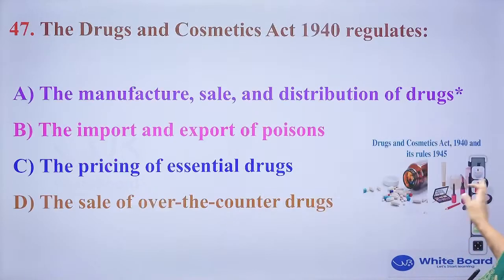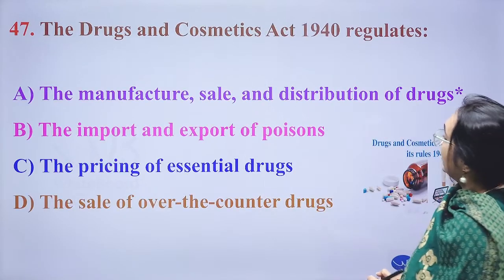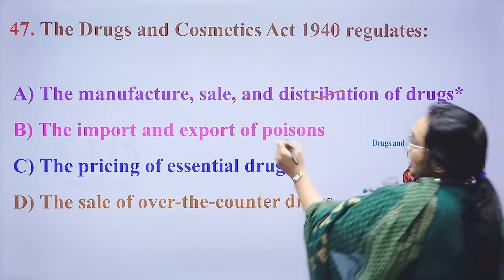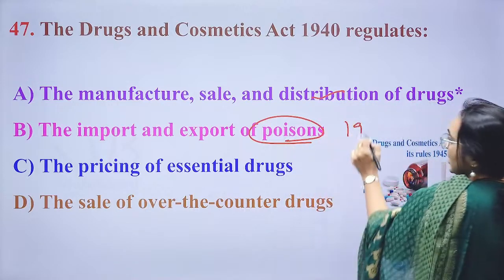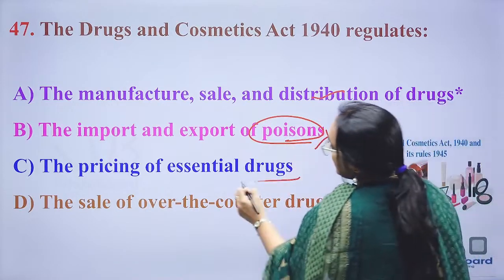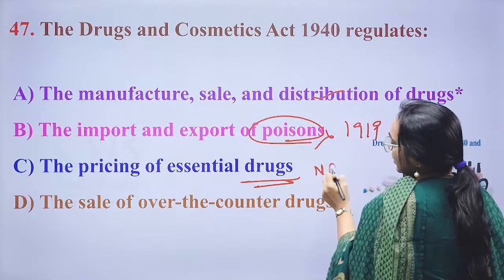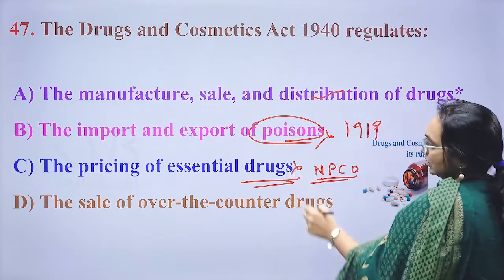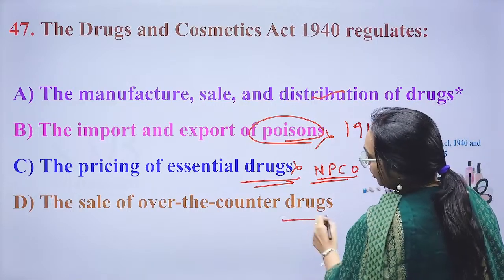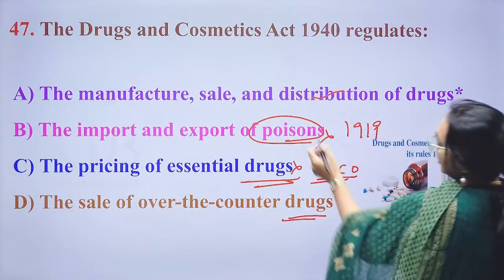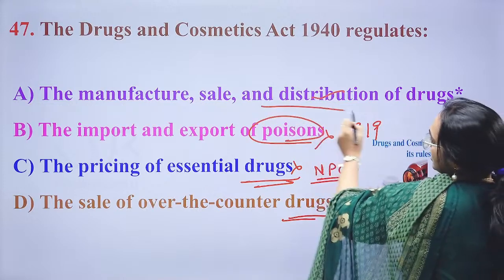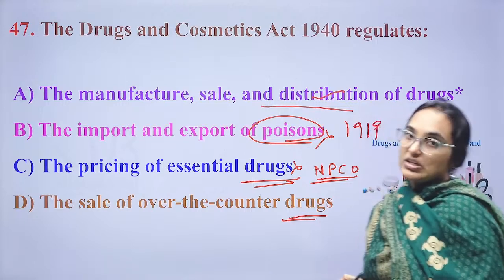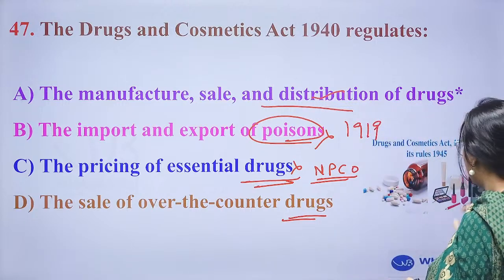46. Next. The Drugs and Cosmetics Act regulates manufacture, sale and distribution of drugs. Yes. Import and export of poisons is through the Poisons Act 1919. So it is not. No. Pricing is from the National Pricing Authority. So pricing is also not done here. Over the counter drug sale. So here the manufacturing, sale and distribution of the drugs is monitored by the Drugs and Cosmetics Act 1940. So the option here is A.